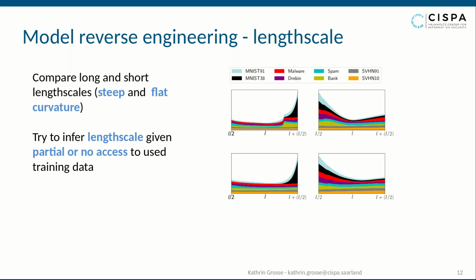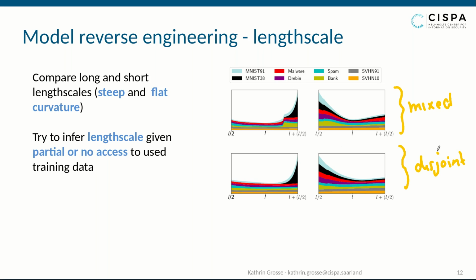Now, obviously, the attacker doesn't always know the data. So what we have here is the mixed setting, where roughly 50% of the training data is known to the attacker, and the other 50% is not. And down here, we have the disjoint setting. This means that the attacker does not know at all which data was used.